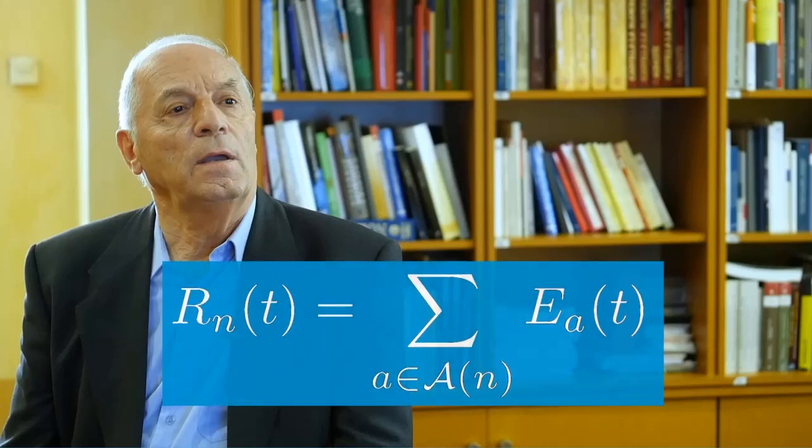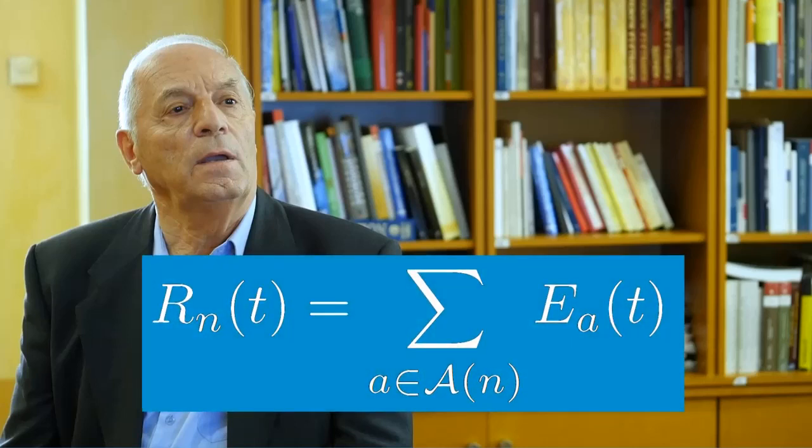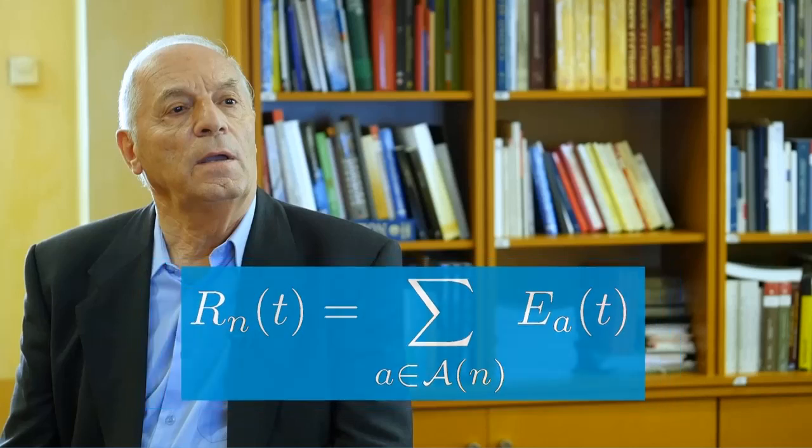Similarly, the total flow R_n(t) that has reached a given node n at time t can be calculated by adding the flows of all links that have n as their end node, as shown in the formula.